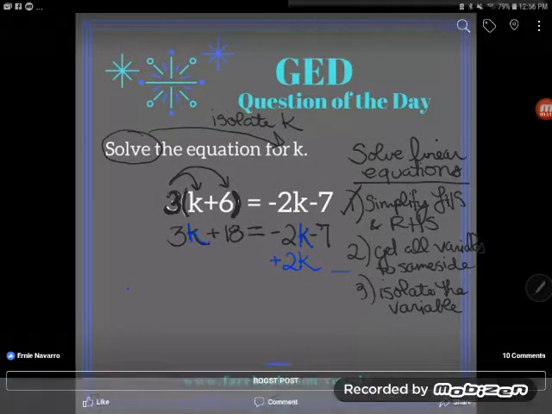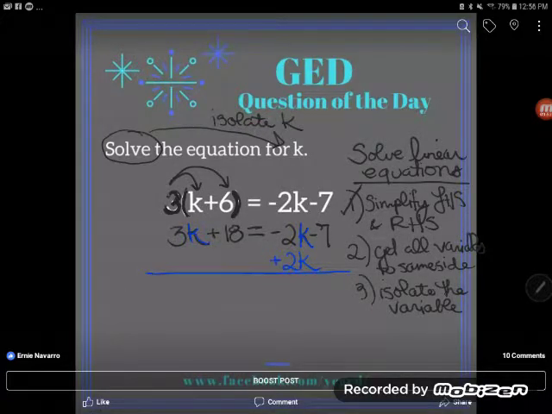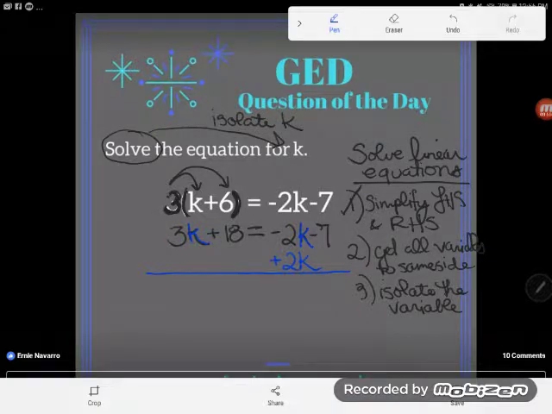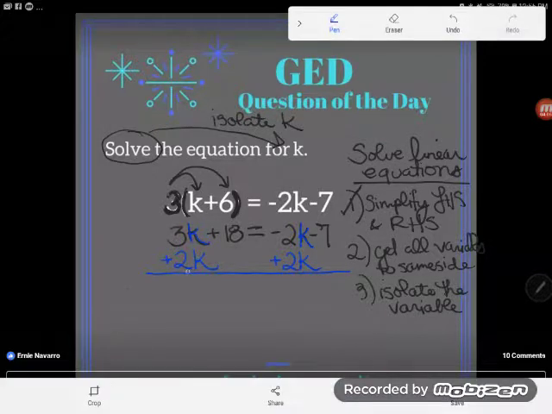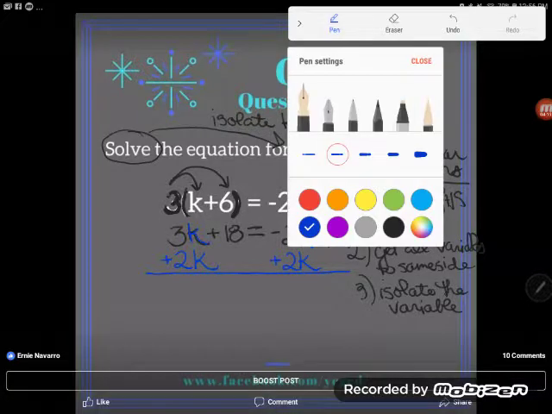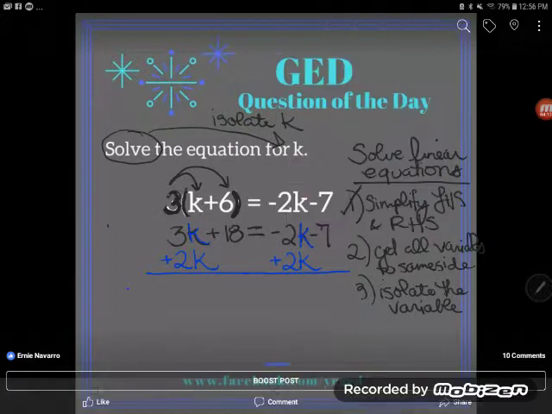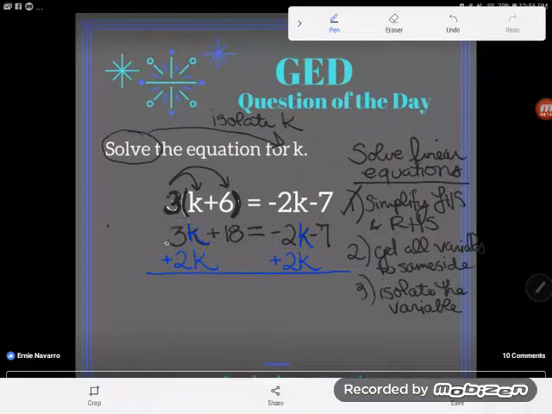Okay. Now, the rule of solving is that I can do whatever I want as long as I do it to both sides. So I'm going to jump across my equal sign and I'm going to write the plus 2k under here. Notice that I write the plus 2k right under the 3k because I know I can only combine like terms. Now, after I make this balance change on both sides, let's see what my new equation will be.